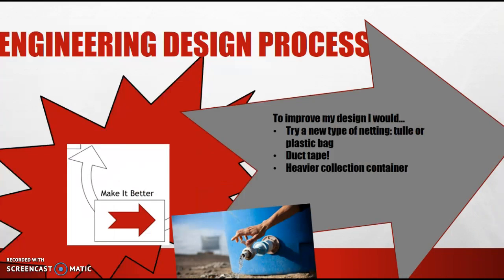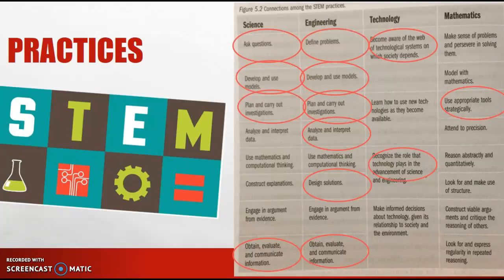But moving on to the next phase, the improvement stage, there are some things that I would definitely do better to hopefully get some more collection going on. I would try maybe either plastic bags instead of the netting or a tool. I would use duct tape because the masking tape didn't work very well, and I would have a heavier collection container because the plastic cup didn't sit very well, so I had to hold it.